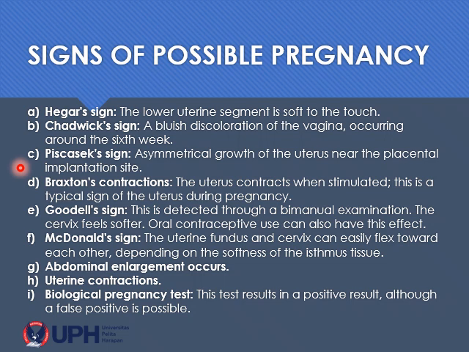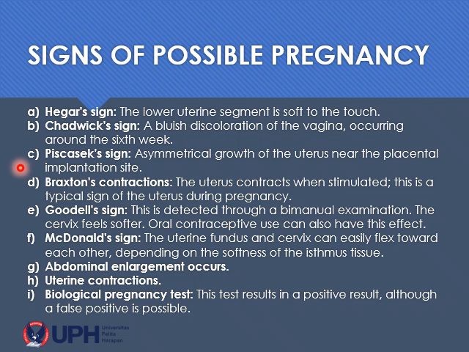And we also have what we call Goodell sign. So this is detected through a bimanual examination. The cervix will feel softer, and this can also happen when the woman is using an oral contraceptive. So it can also give the sign of Goodell sign. Then the next one is what we call McDonald's sign. So this is where the fundus of the uterus and the cervix can easily be flexed toward each other, and this is also according to the softness of the isthmus tissue.